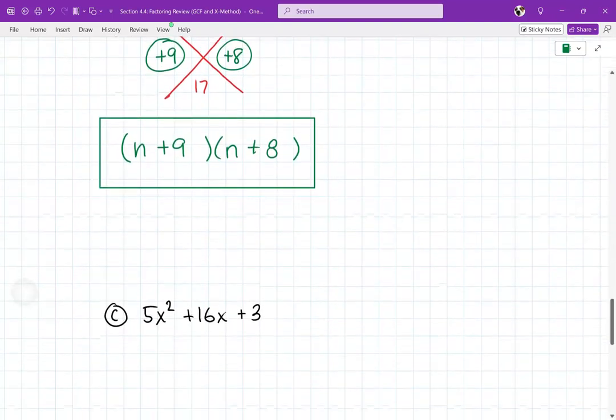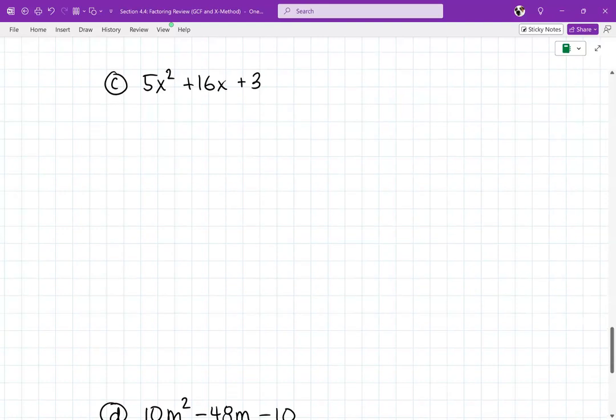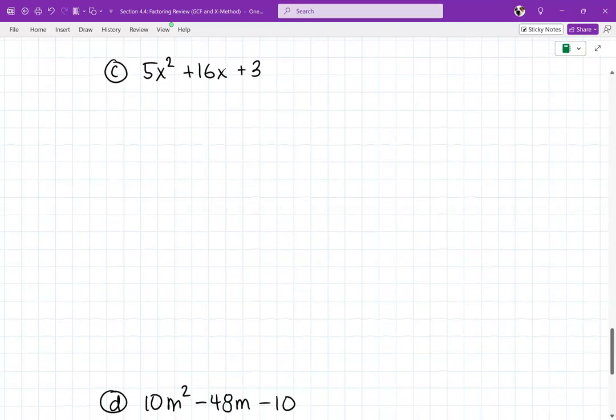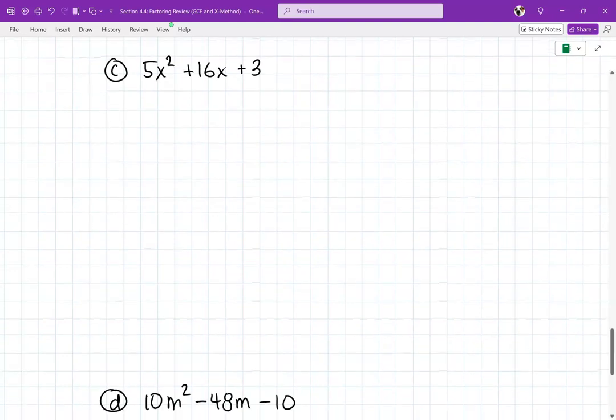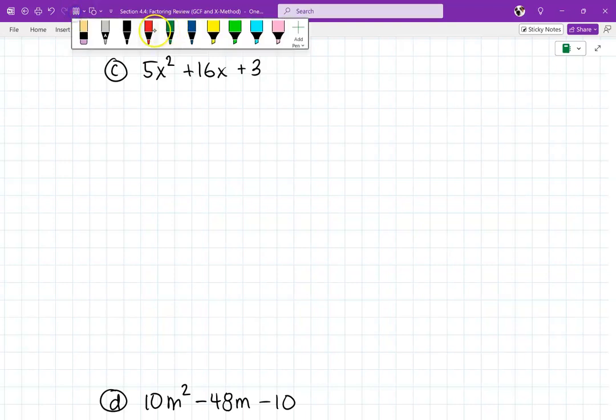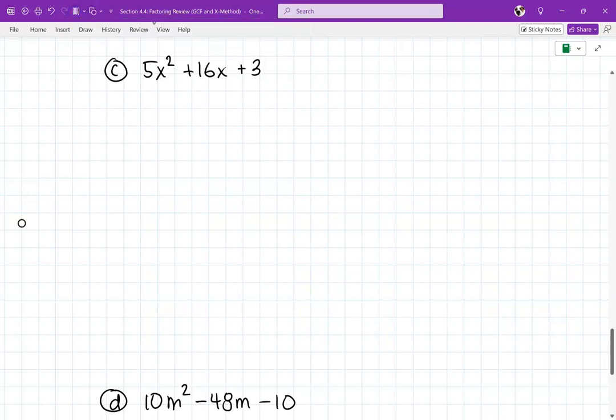Now, you're going to notice for part C, we actually now have an A term other than 1. And these are the ones that a lot of people get scared of because they think every time they have a number in the front, it makes everything more difficult. Not really. It's just you got to do a little something at the end, but nothing too difficult. So let me write down my ABCs here. A is 5, B is 16, and C is 3.